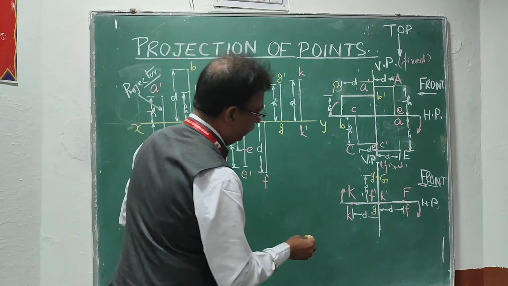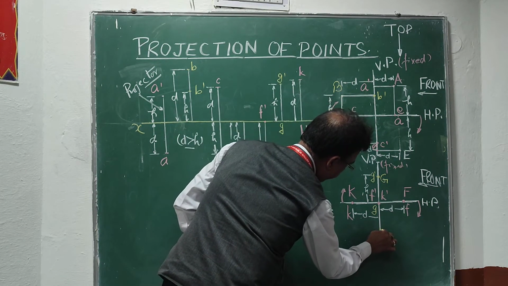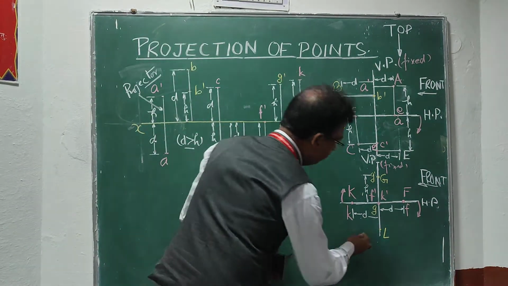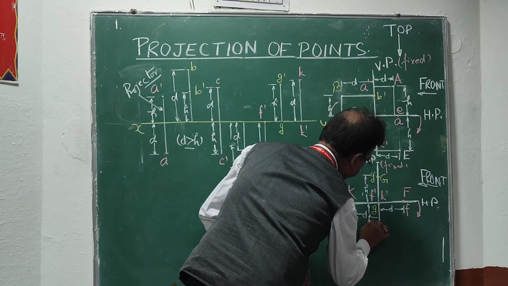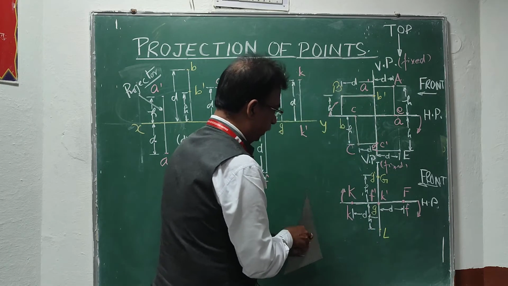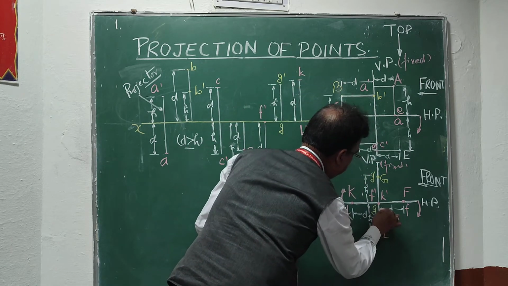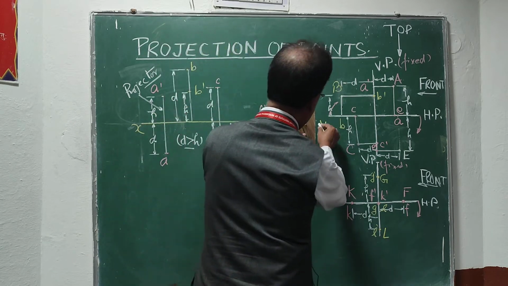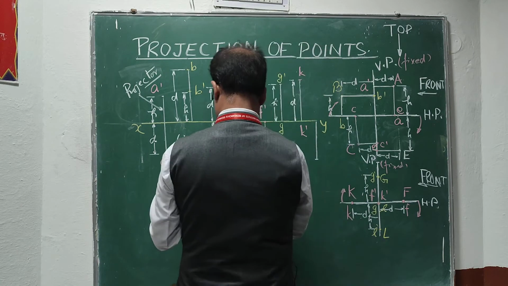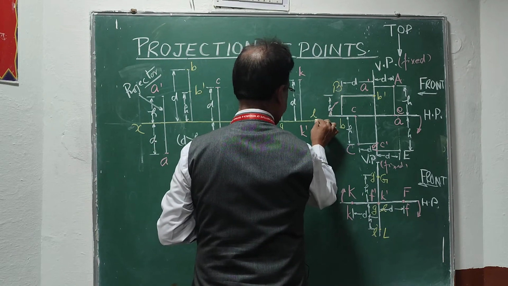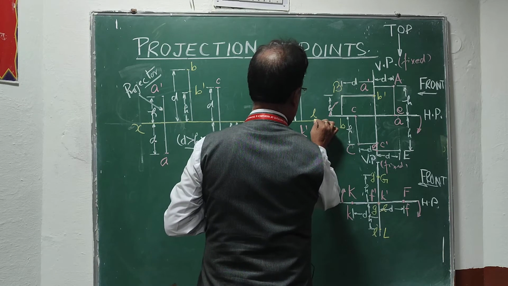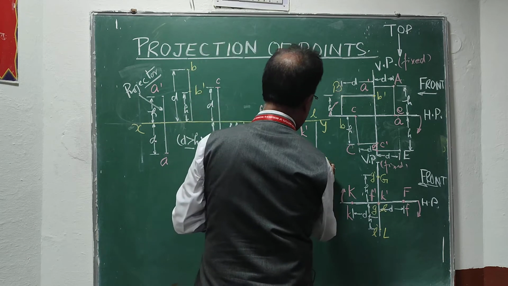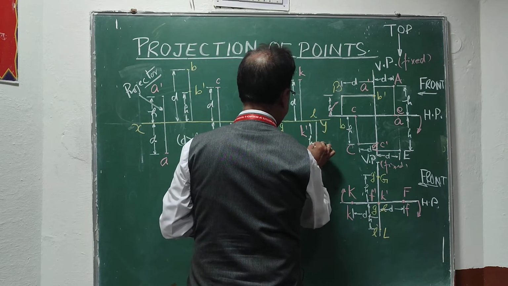Another option, if the point will be on the VP, capital L point on the VP below HP by some distance, suppose h distance. Now the front view will be on the same point L dash and the top view will be on the reference line. So there is no need of rotation, you can directly plot it. The L will be on the reference line and L dash will be below the reference line by some distance h.